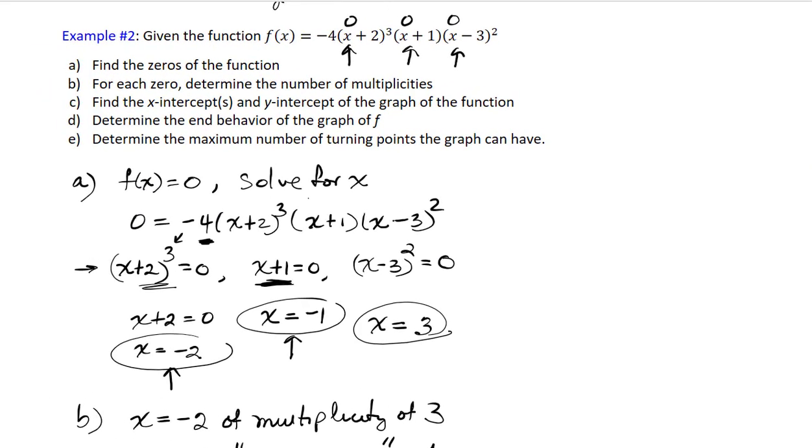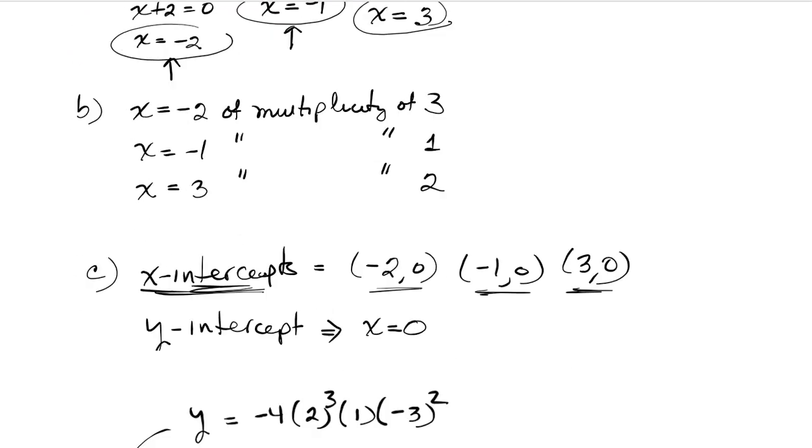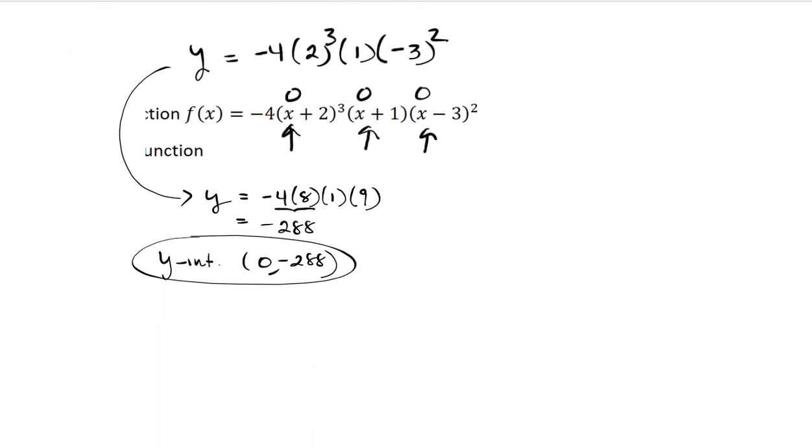On letter D, determine the end behavior of the function f of x. So to determine the end behavior, we need the leading term test. And so the leading term comes from multiplying -4 to x raised to the power of 3, since we have 3 factors of x plus 2. So on this particular factor here, quantity x plus 2 raised to the third power, if we expand that out, we're going to end up with a cubic term, specifically x to the third.